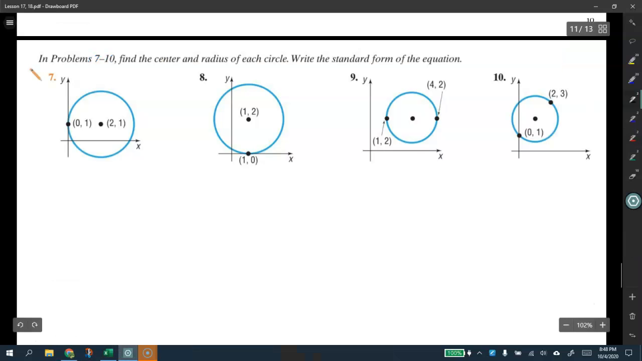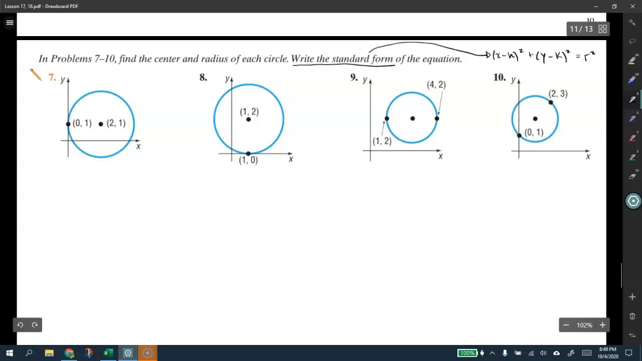Now what we're going to learn to do is basically take some descriptions of circles, some diagrams of circles, and write the standard form of the equation of the circle. So if you recall, there's a standard form and there's a general form. And the standard form always looks like this. x minus h whole squared plus y minus k whole squared is equal to r squared, like that.